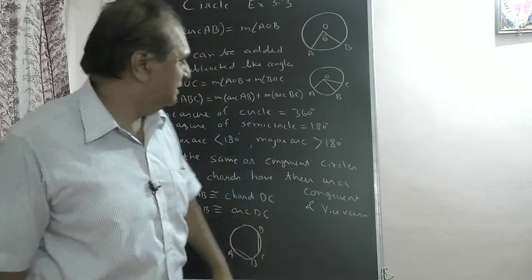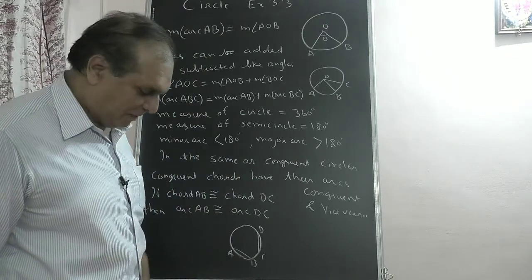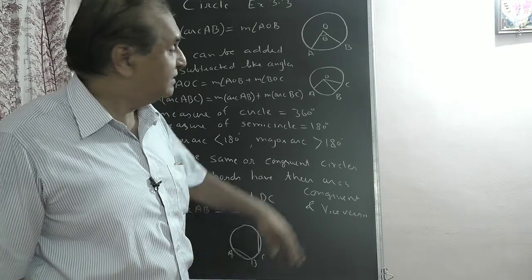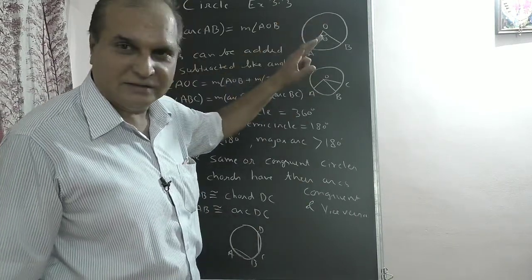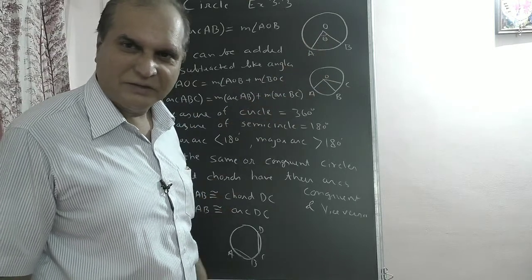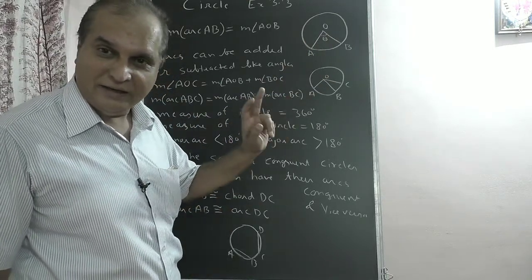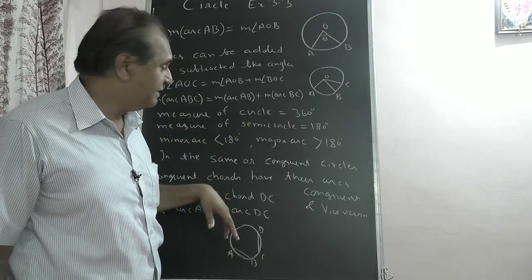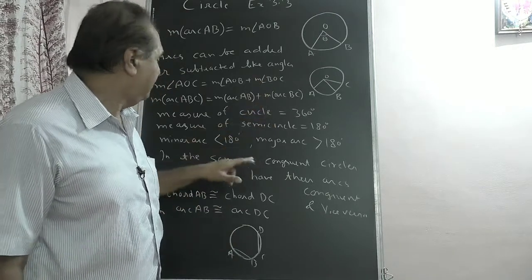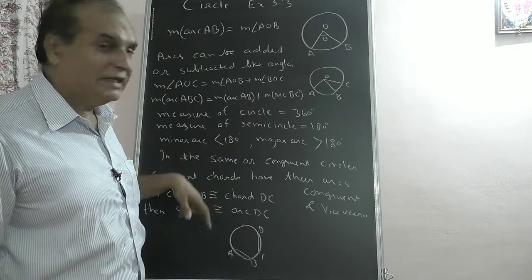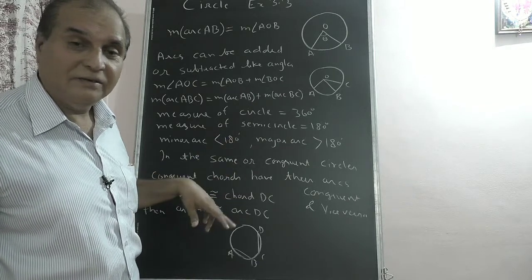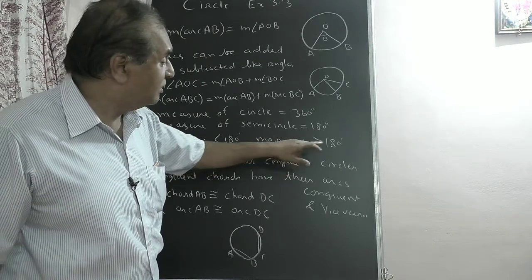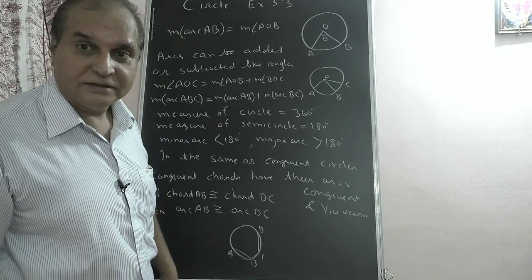Simple. Okay. See, measure of complete circle is 360 degree. 360 degree circle, 4 right angles, like 4 quadrants. Okay. 360, 90, 90, 90, 90. Right. So measure of semicircle, half circle is 180 degree. If measure of arc is less than 180 degree, they are called minor arcs. Arcs whose measure is more than 180 degree are called major arcs.